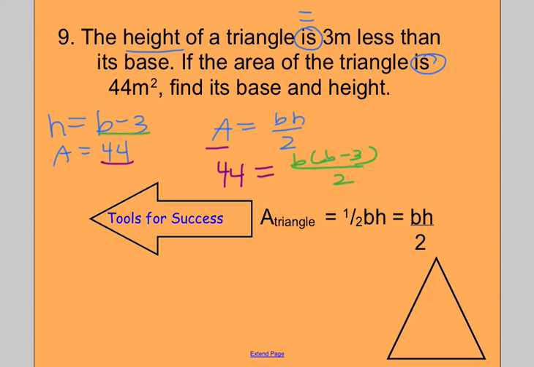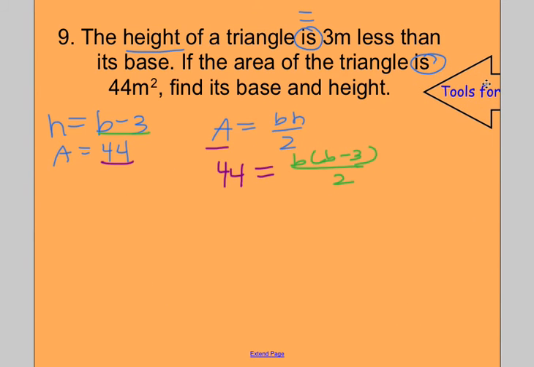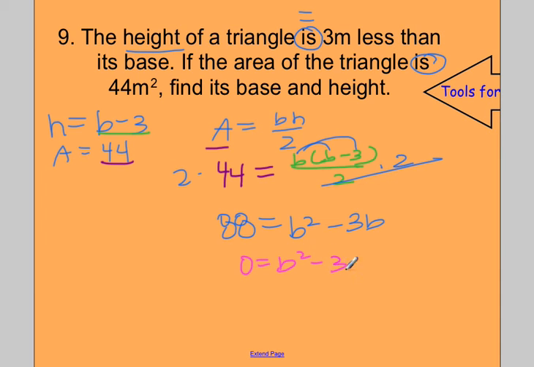This one is a little bit trickier because we have the fraction. So I want to get rid of it. How do I get rid of that fraction? I would just go ahead and multiply by 2 on both sides right away. So times by 2. So I have 2 times 44, which gives me 88, is equal to, those will cancel. And I know I'm going to distribute, so I'm going to do that right away as well. So I'd have b squared minus 3b. I notice my highest term is a b squared, so I know it's a quadratic. I'm going to get everything to one side, so I'm going to move that 88 over. So I have b squared minus 3b, and I'd have to subtract the 88.